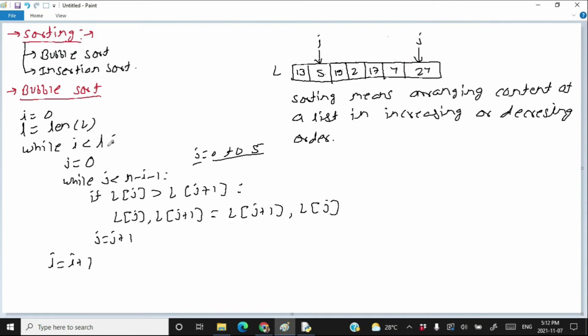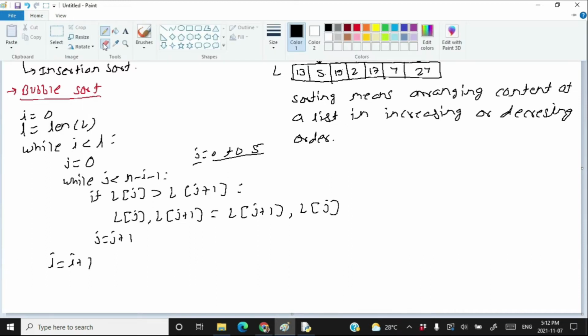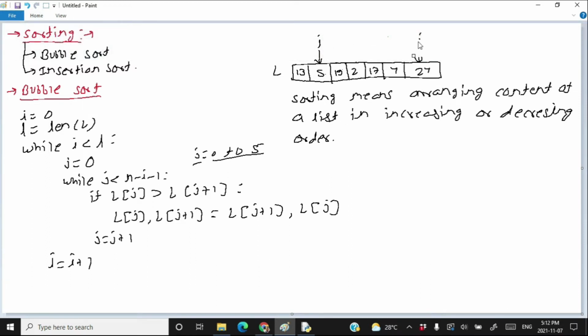Okay, after that, you should write here j is equal to 0. So take j and place it at 0. In every iteration, for a given value of i, j should start from 0 and go up to n minus i minus 1, and keep on exchanging Lj and Lj plus 1 if it finds Lj is greater than Lj plus 1. That's what you should do.